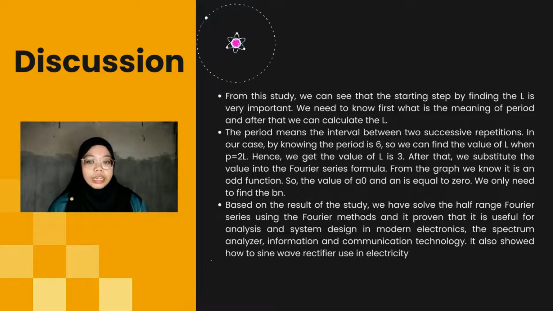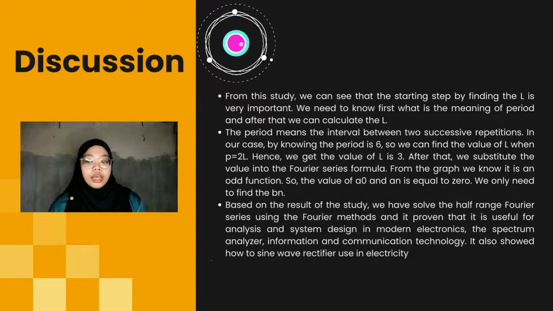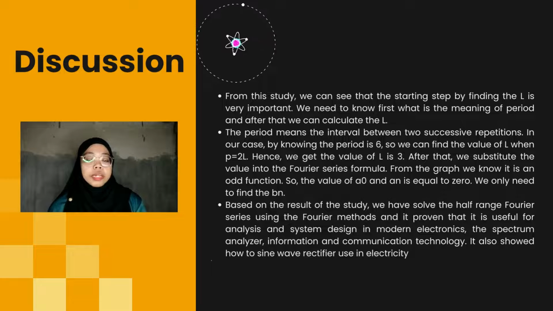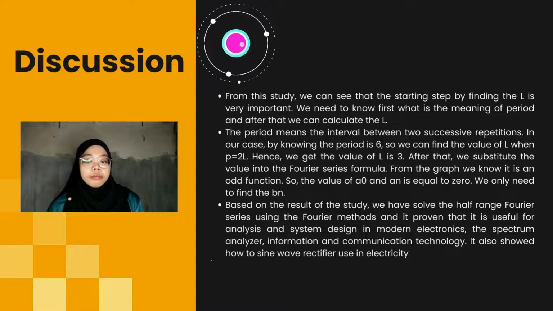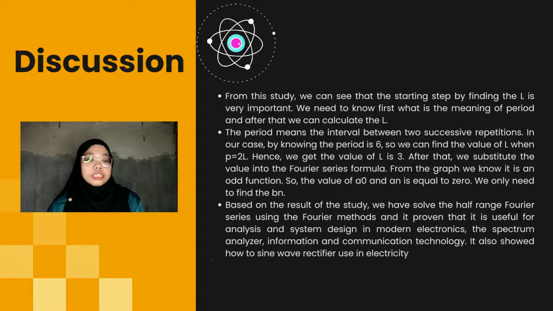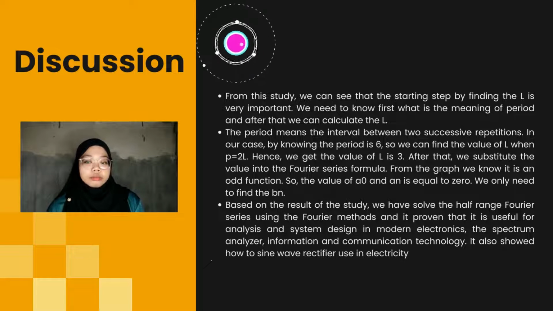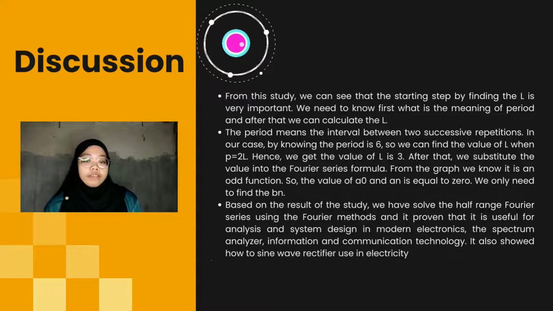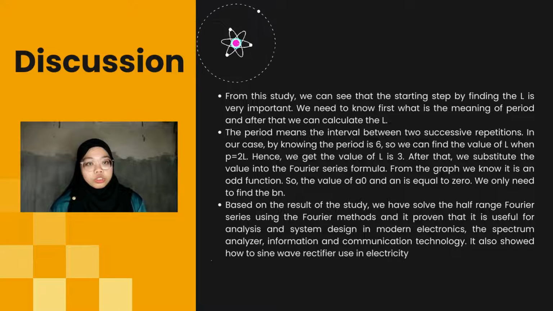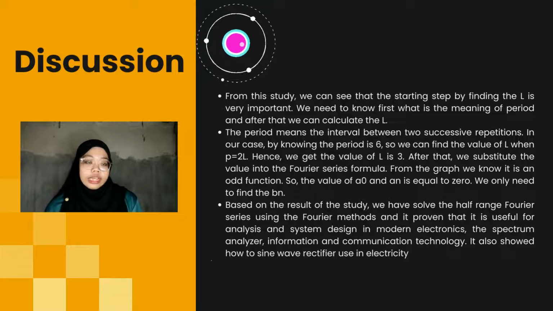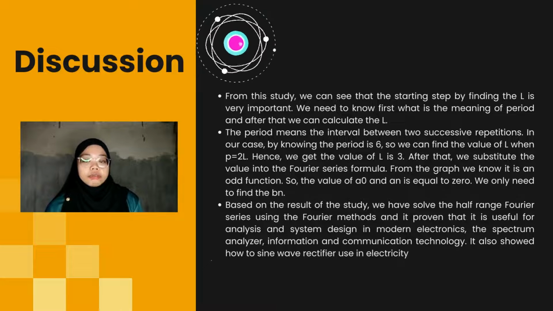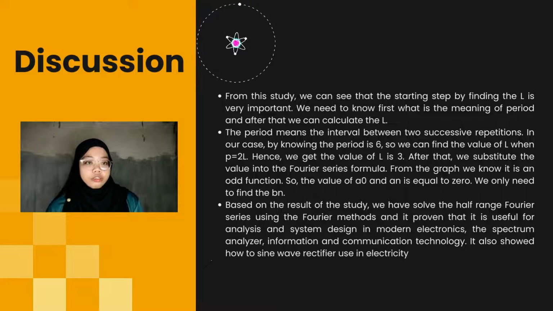From this study, we can see that the starting step of finding the L is very important. We need to know first what is the meaning of the period, and after that we can calculate the L. The period means the interval between 2 successive repetitions. In our case, by knowing the period is 6, we can find the value of L when P equals 2L. Hence, we get the value of L is 3. After that, we substitute the value into the Fourier series formula.